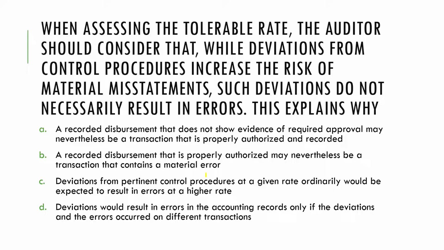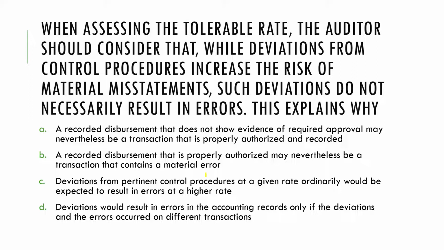Next, when assessing the tolerable rate, the auditor should consider that while deviations from control procedures increase the risk of material misstatement, such deviations do not necessarily result in errors. This is what we mentioned a while back. Just because there is a deviation does not automatically mean there is a misstatement. It is possible for deviations to occur, but not yield a misstatement. This explains why, letter A, a recorded disbursement that does not show evidence of required approval may nevertheless be a transaction that is properly authorized and recorded. So it is possible that there was a legitimate transaction, correctly recorded. It's just that the document you are examining did not bear the necessary indications of approval. You did not see anybody sign approved, but it could still be a legitimate transaction.